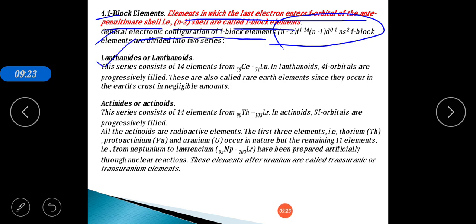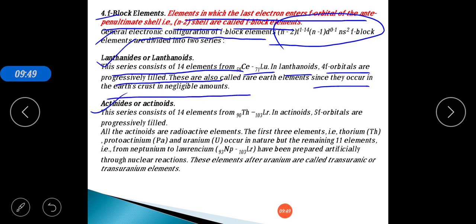F block elements are divided into two series, lanthanides and actinoid series. Lanthanide series: the series consists of 14 elements, cerium to lutetium. In the lanthanides, 4f orbitals are progressively filled. These are also called rare earth metal elements since they occur in the earth's crust in negligible amounts.